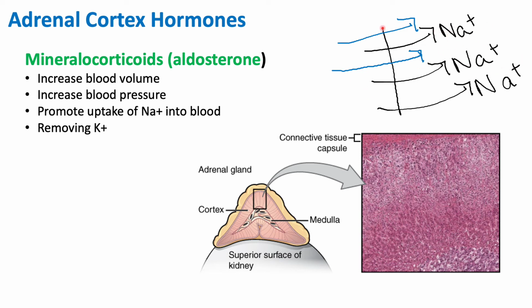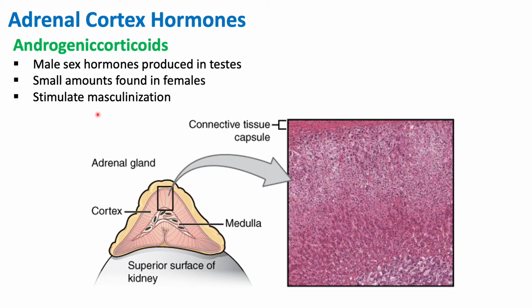And so when water moves into our blood vessels, that will actually increase our blood volume because we have more water, and therefore it also increases blood pressure because we have a lot more water moving through our blood vessels. And then lastly, for the adrenal cortex, we have our androgenic corticoids, which are essentially our male sex hormones, which are going to be produced in the testes. Small amounts can be found in females, but it's generally found in males because it essentially stimulates masculinization. And that's essentially all we need to know about androgenic corticoids.